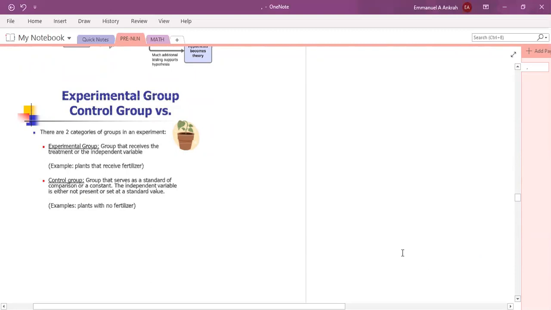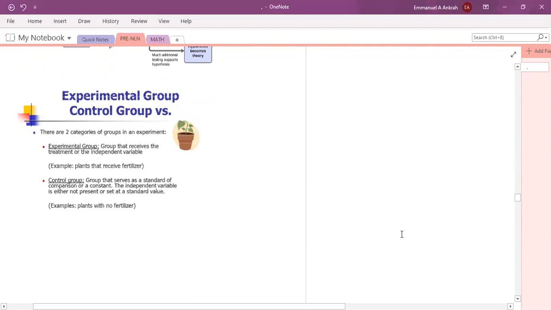So I have an example here. Let's say we want to see whether fertilizer is good for the growth of plants. So in the experiment, you have the plant, and then that plant will receive fertilizer. Then the control, you have the plant, and maybe you just water it, but you don't give any fertilizer. So that will be the control group. You omit what you want to test in that group.